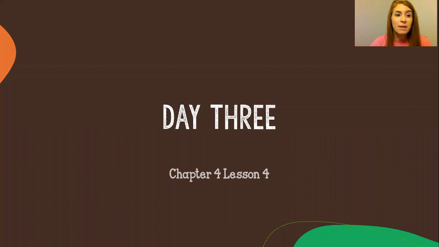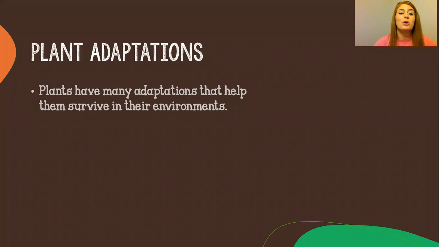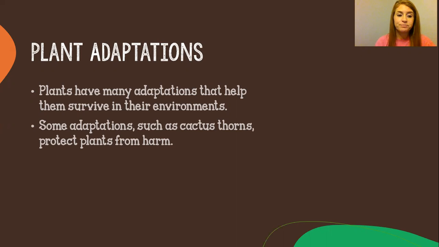Yesterday we talked about animal adaptations. Today we're going to talk about plant adaptations. Plants have a lot of adaptations that help them survive in their environments, just like animals do.